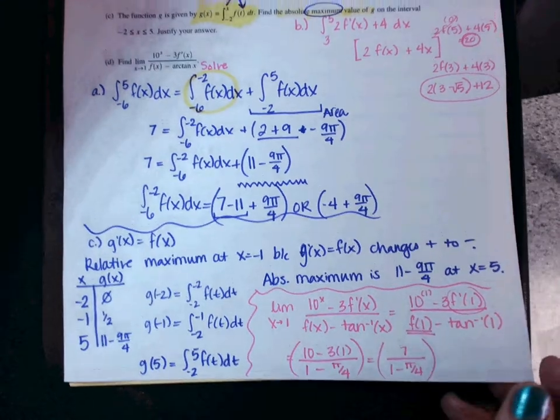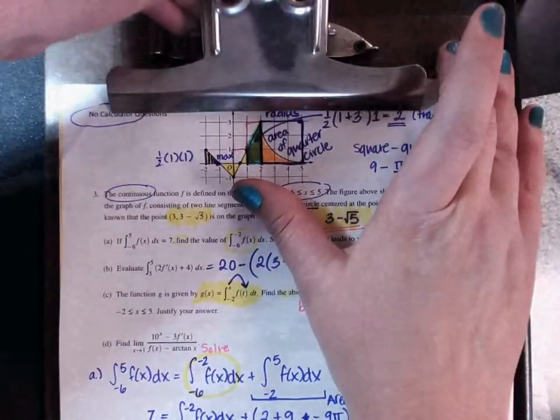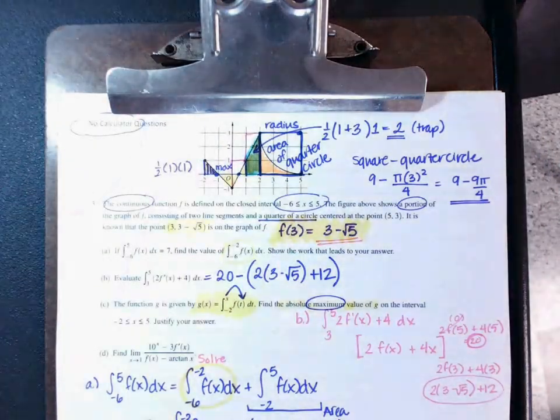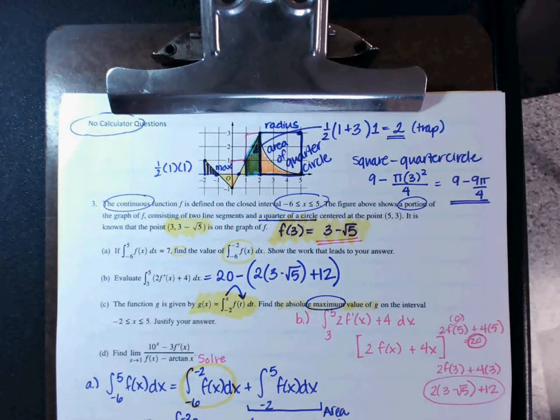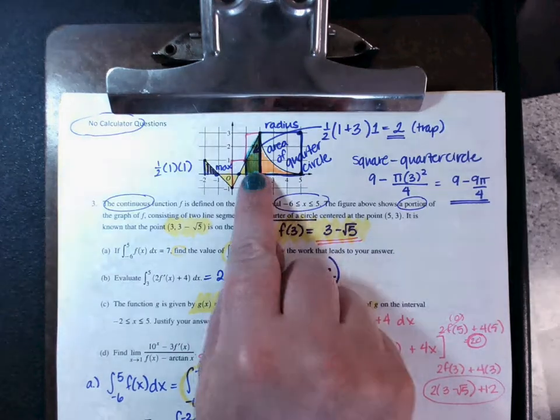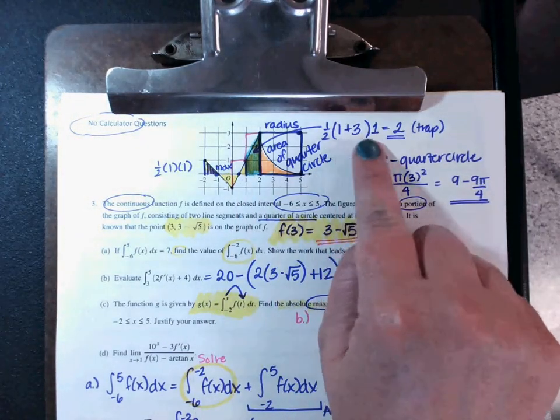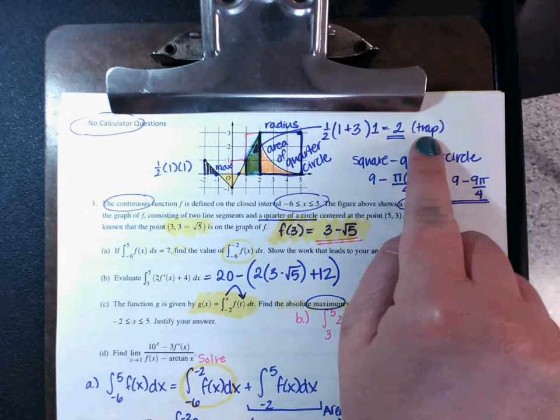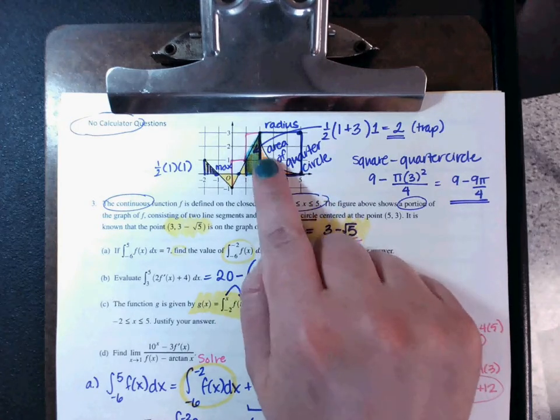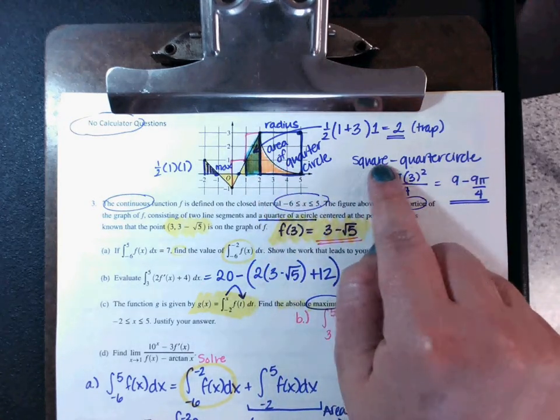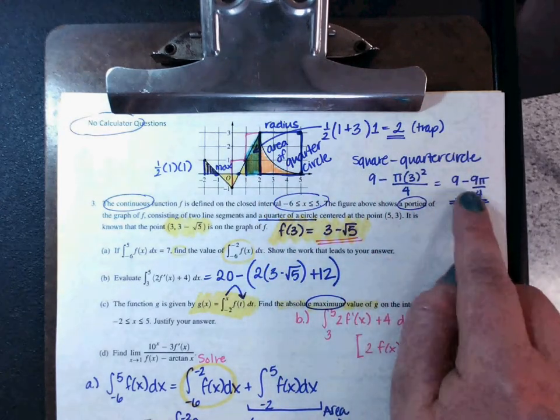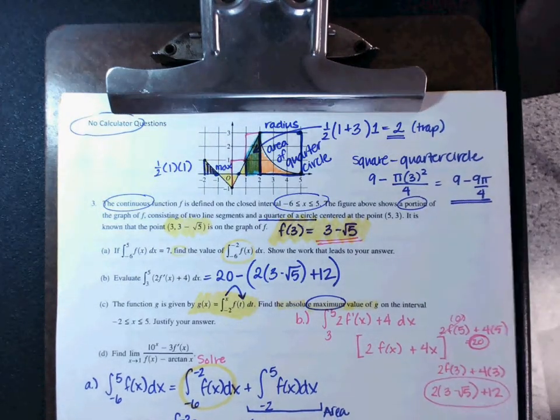All right. I'm going to come up here to the top. If you need to see that top part that we did for part A, I'm sorry that I didn't have that zoomed in well when we did it. But we had our trapezoid right here. This is me showing the formula for the trapezoid. And then this is my quarter circle. So I did the square minus the quarter circle, and that's where we got the 9 minus 9 pi fourths. Okay?